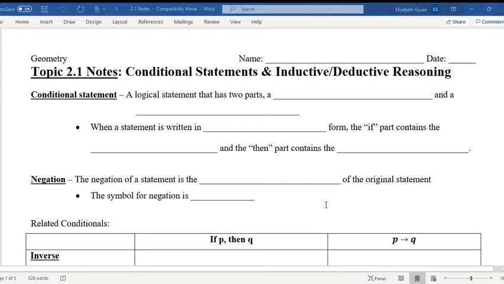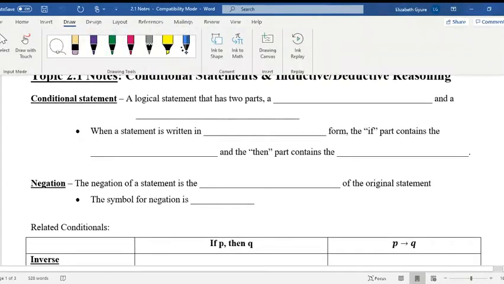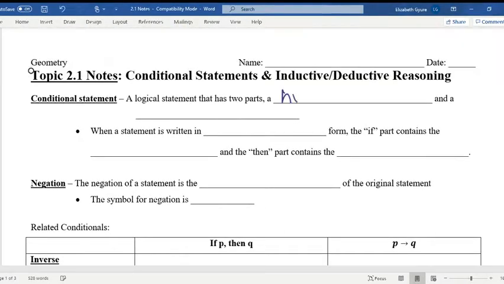So first thing, a conditional statement. That is a logical statement that has two parts, a hypothesis and a conclusion.